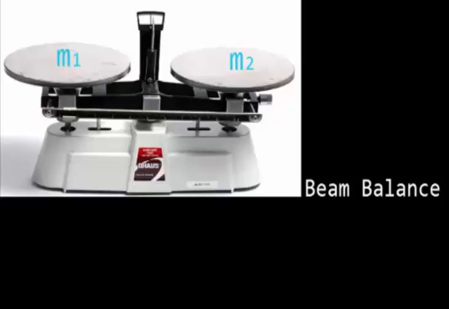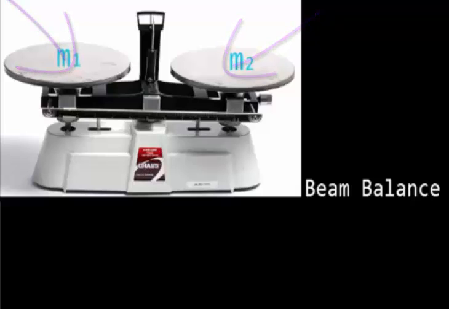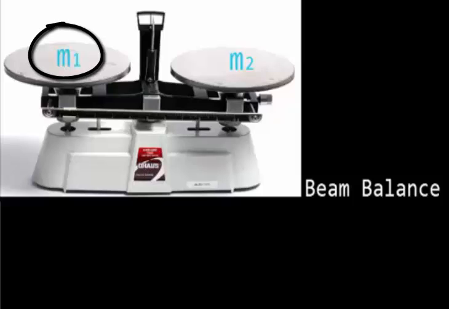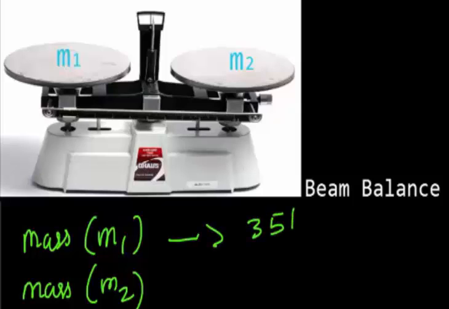You'll see that the beam balance has two scales where the masses can be placed, the first one on the left and the first one on the right. The two scales are used to measure masses M1 and M2. The first one is measuring mass M1, and the second scale is measuring mass M2. That means if we are measuring two masses, let's say the first mass is 35 kg and the second mass is 45 kg.